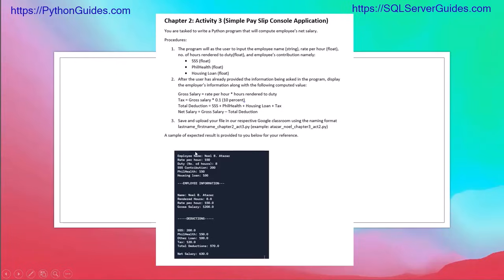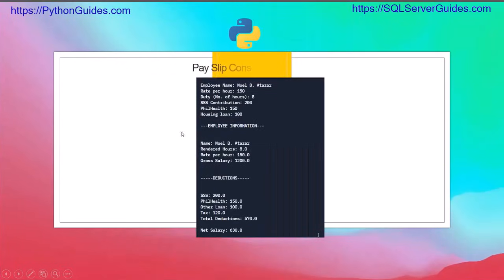So let me show you how the CLI based application will look like. This is how it will look like. In this, the employee has to enter their name, the rate per hour, and the duty, like number of hours they are working, and then the SS contribution, PhilHealth, and housing loans. Once all this information has been filled, the entire thing will be generated automatically. So in this you can see the employee information is mentioned and the deductions. At the end, the net salary, that is the in-hand salary for the employee, is generated.